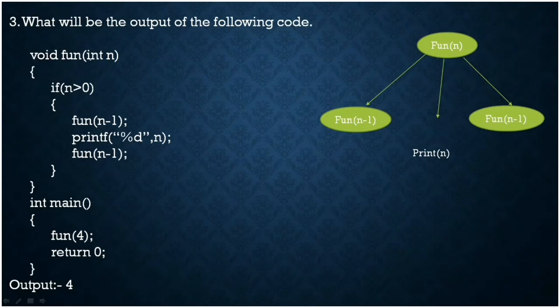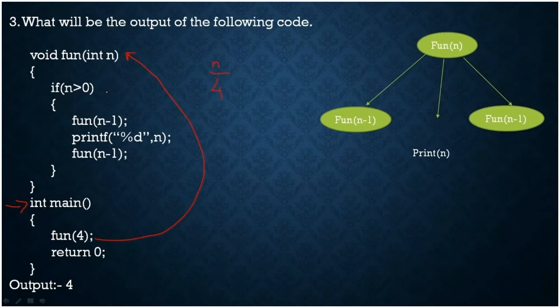Void function with int n. So we know that execution starts from the main. We will start from here. In the main we have fun of 4. So this is calling the function fun with 4. So it will search for the function. So it went here. Now n contains the value 4.